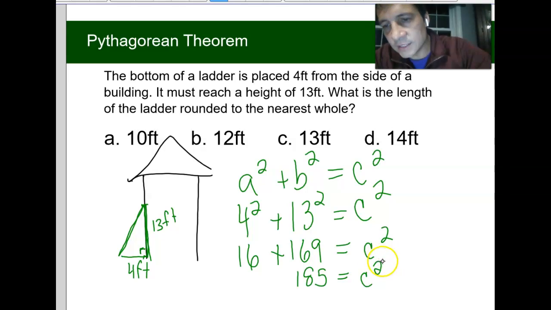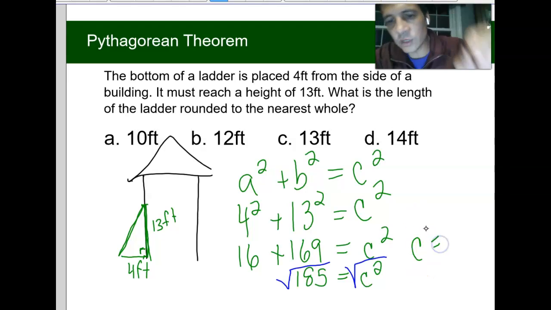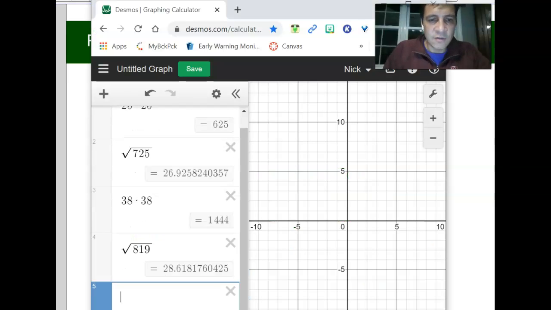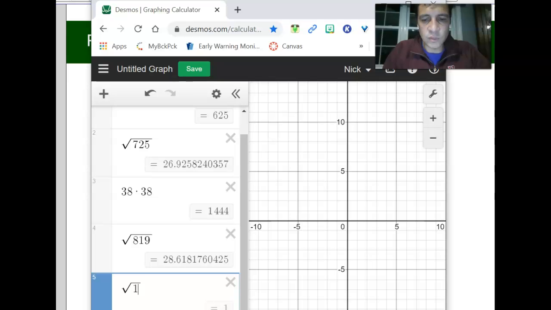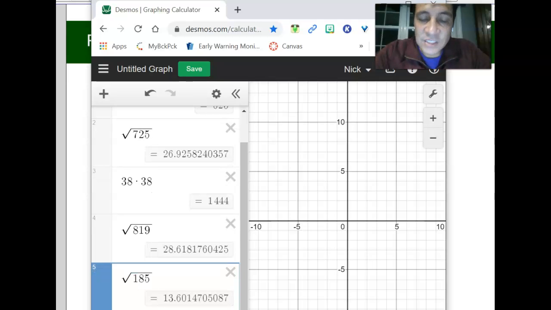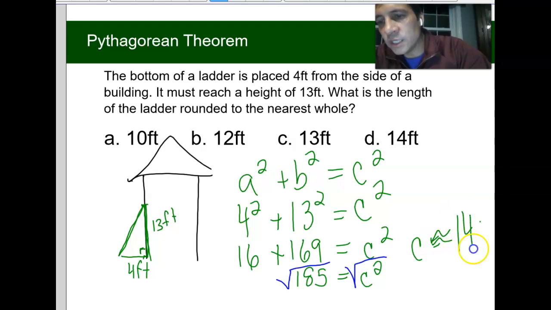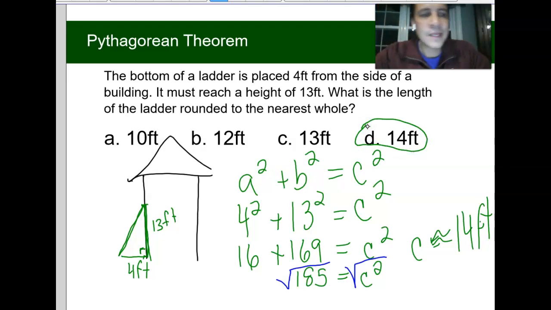But to find out what C is, I need to take the square root of both sides. And again, I sure don't know what the square root of 185 is. So I'm going to use the calculator and find the square root of 185. And I see it's 13.6. And if I round that to the nearest whole, that's going to be approximately 14 feet. So D was the correct choice. And that's how we use the Pythagorean theorem to help us solve problems.